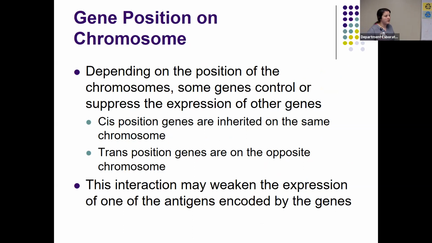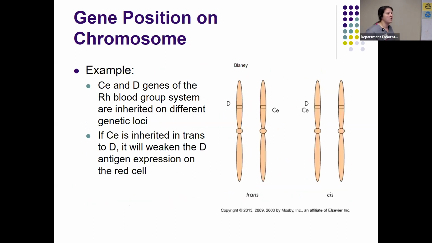Depending upon the position of the genes on the chromosomes, it can affect their expression. So take a look at this example. This is our RH gene, and your RH family is your D, big C, little c, big E, and little e. Notice the way they could be inherited. You could have D being expressed on one allele, while C and E are being expressed on the other allele. This is what we call trans because they are opposite from each other.